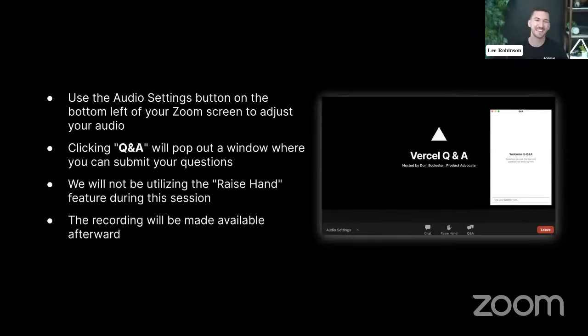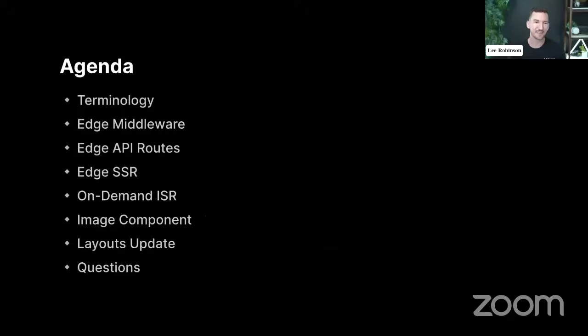I'm super excited. So today we're going to be talking about first some level setting on some of the terminology I'm going to be using and what these products and what these features mean. And then we're just going to run through a laundry list of really interesting and exciting features and things related to Next.js 12.2 and Vercel. So Edge middleware, API routes, server rendering, on-demand ISR, the new image component, an update on the much awaited, much anticipated layouts work in Next.js, as well as making sure we have plenty of time to answer all of your questions. So let's jump into it.